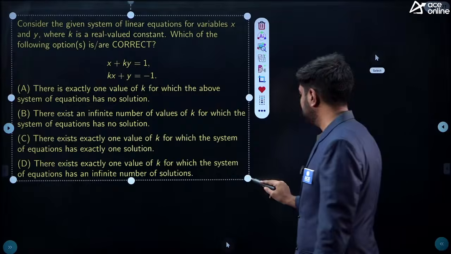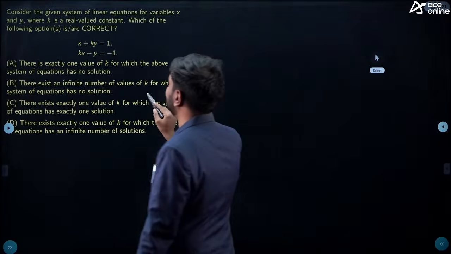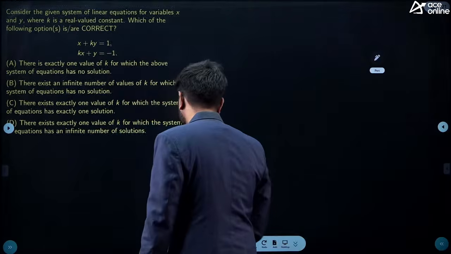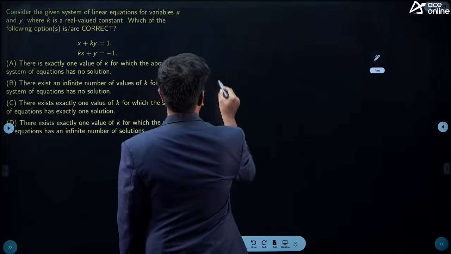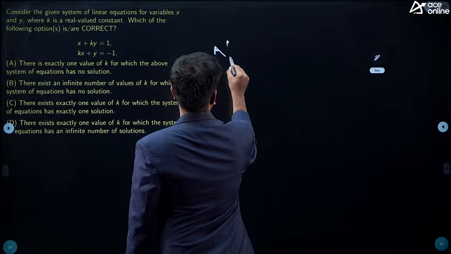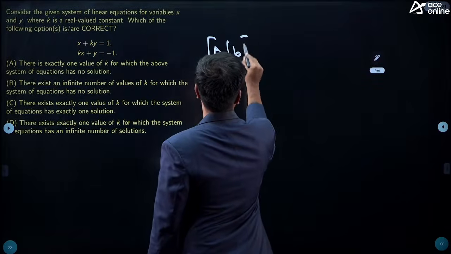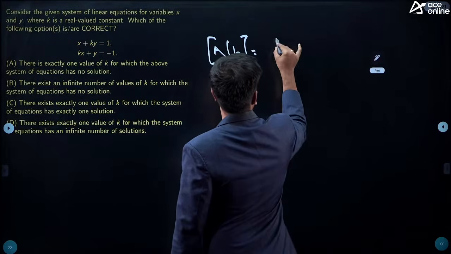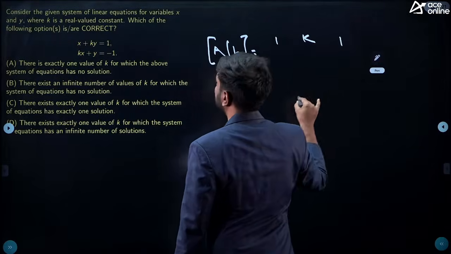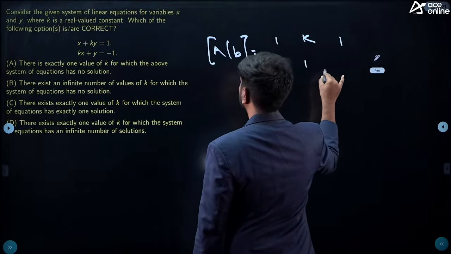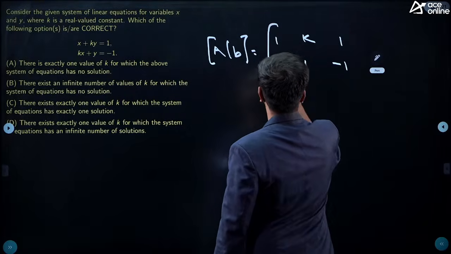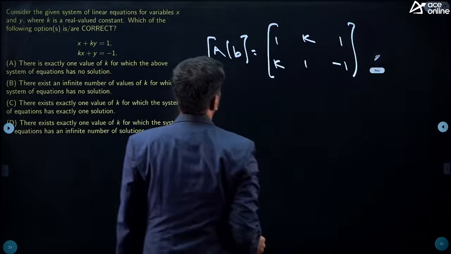So what shall we do? I stick to the basics. I write the augmented matrix and convert the augmented matrix to row echelon form. So what is the augmented matrix here? It is 1, k, 1 in the first row, and k, 1, minus 1 in the second row. So let's convert this to row echelon form.